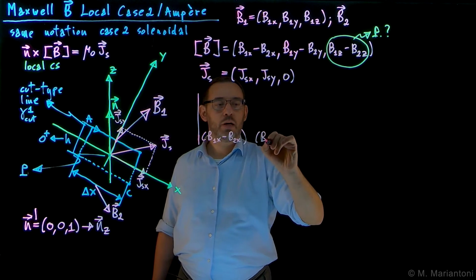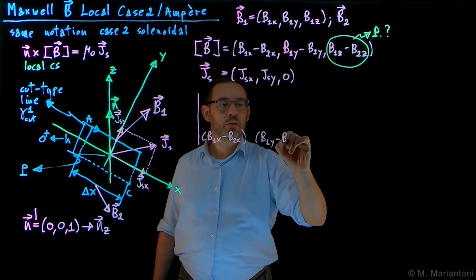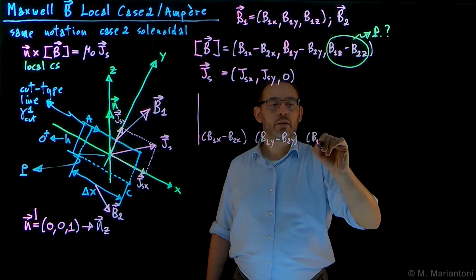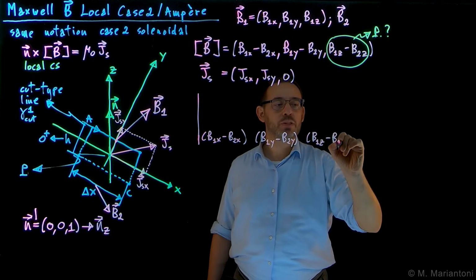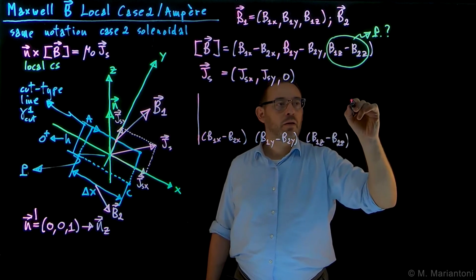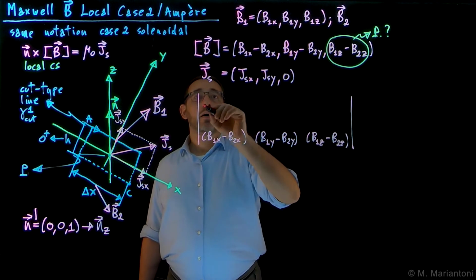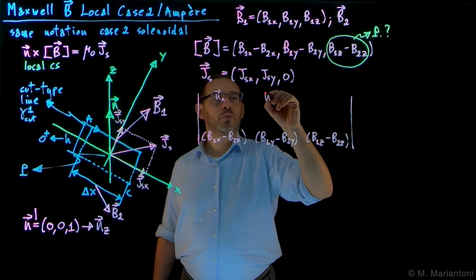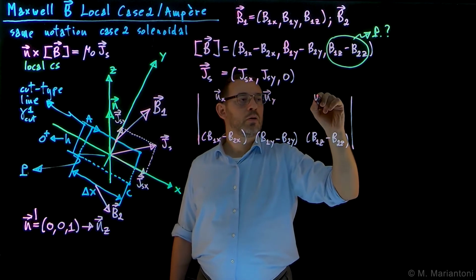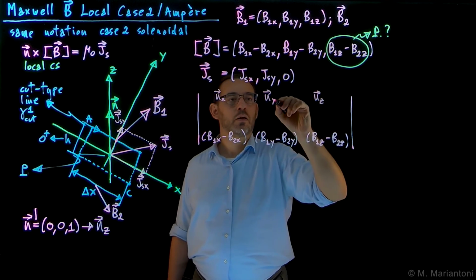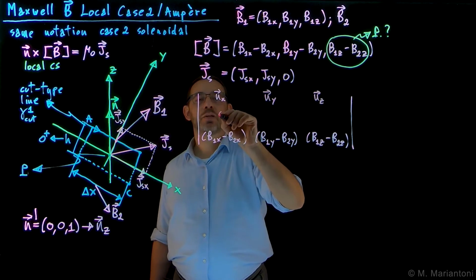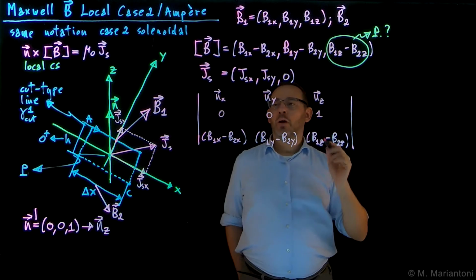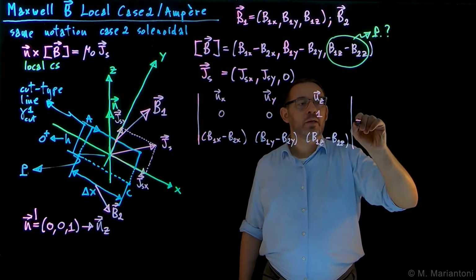Then it's b1y minus b2y. And finally it's b1z minus b2z. And up here we have ux, uy, and uz. And here with n, and n is 0, 0, 1, as we can see there. All right, so this determinant can be readily calculated.